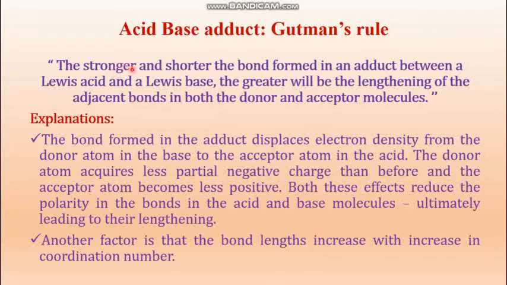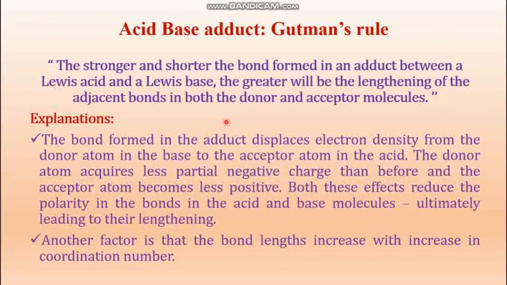So I repeat here: the stronger and shorter the bond formed in an adduct between a Lewis acid and a Lewis base, the greater will be the lengthening of the adjacent bonds in both the donor and acceptor molecules. In both molecules this will happen. Okay, so what is the basis of such phenomena? How has this lengthening and shortening been explained?